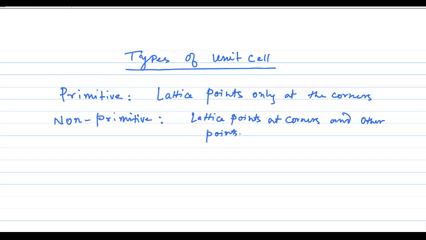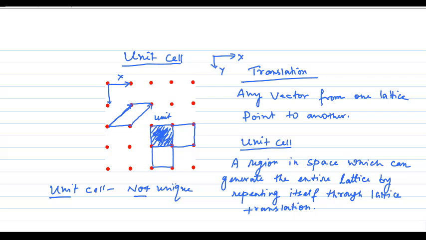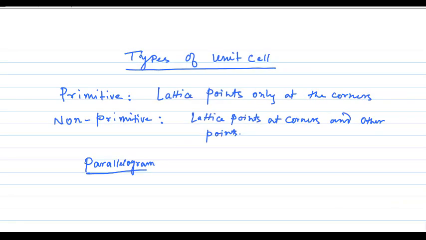Let me elaborate a bit what I mean. So when you connect the points in 2D, you basically generate a parallelogram, right? As we have seen before here. All right. So if I place the lattice points only at the corners of that, then it will be called the primitive unit cell. In 3D, what will this become? The parallelogram is in 2D, and if I talk about 3D, it will be a parallelepiped.